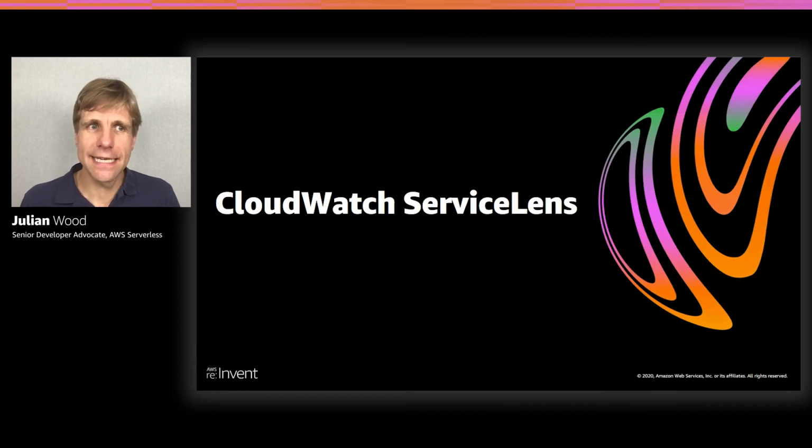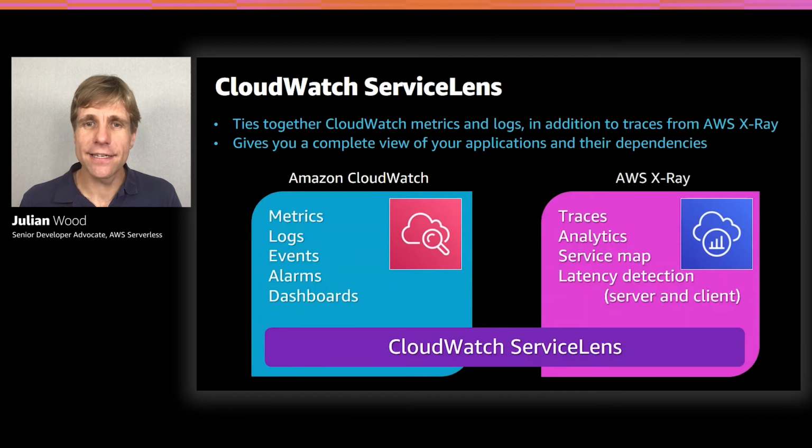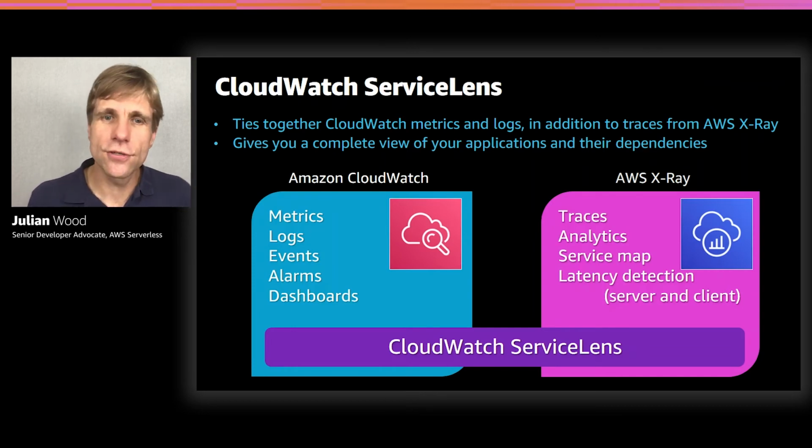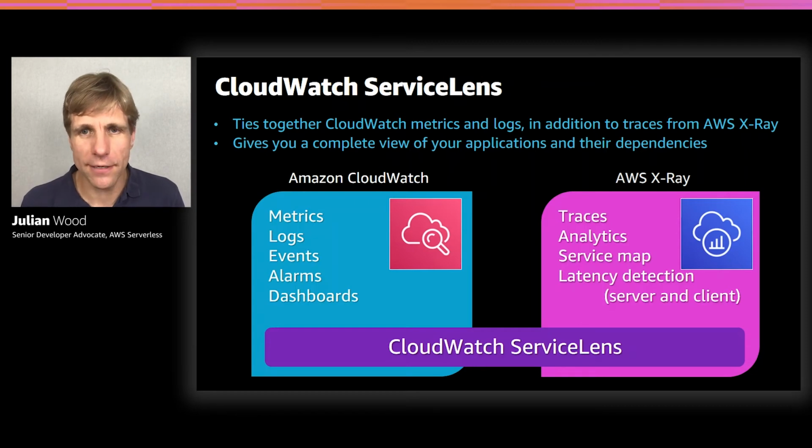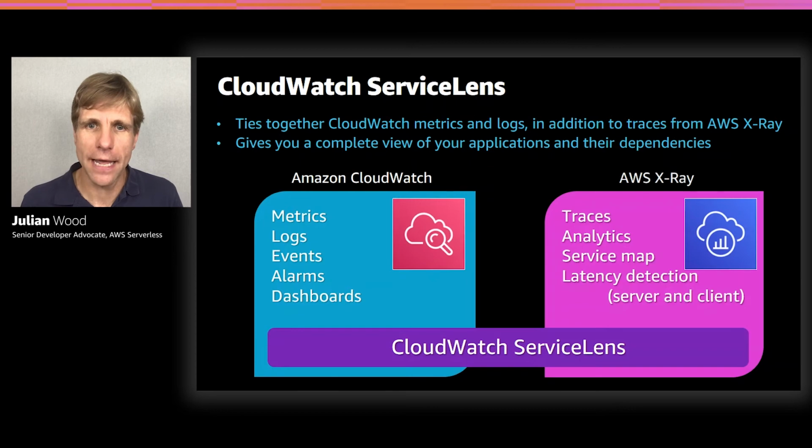At re:Invent 2019, we announced CloudWatch ServiceLens. This ties together CloudWatch metrics and logs, as well as traces from AWS X-Ray, more closely to give you a complete view of your application and its dependencies. This enables you to more quickly pinpoint performance bottlenecks, find out what's wrong, and have a better idea of how users may be impacted. So let's take a look at what ServiceLens looks like.